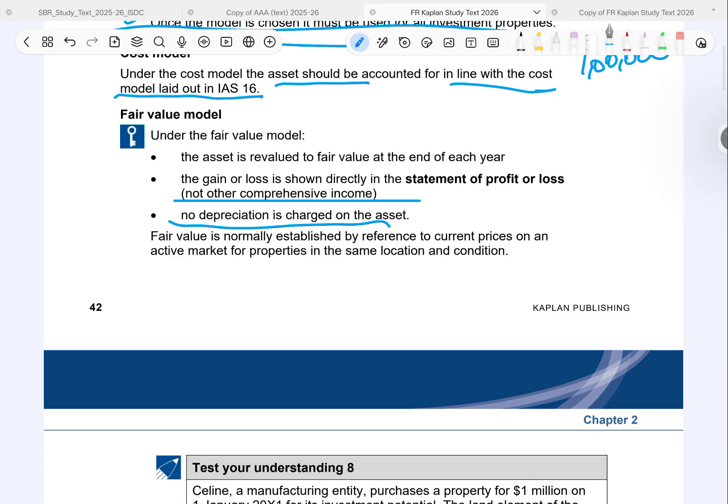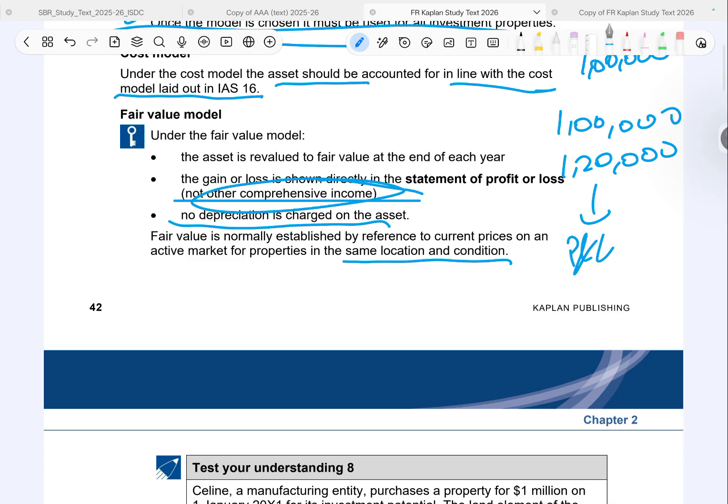Fair value is normally established by reference to current prices on an active market for properties in the same location and condition. So in the fair value model, let's say we bought the property for 1 lakh, but at the end of the year we find out that the property is worth more right now. It's 1,20,000. So this 20,000 gain, we are going to take to our profit and loss, not other comprehensive income, and we'll recognize 20,000 in profit and loss, and in the statement of financial position we are going to recognize our asset as 1,20,000. Again, we'll not charge depreciation, because at the year end we'll find out the fair value of the property and we'll balance it out.